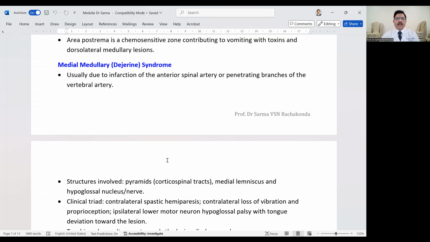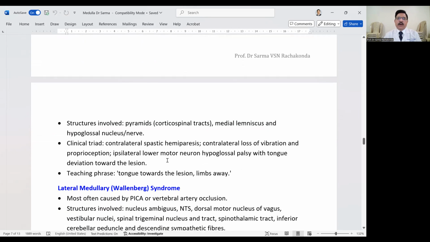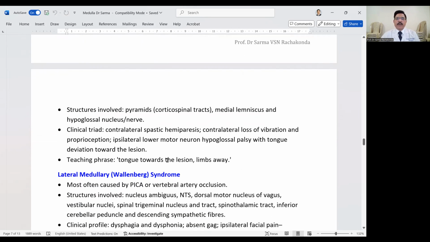Then, what are the structures involved in medial medullary syndrome? The medial and ventral structures: the pyramids, the corticospinal tracts, the medial lemniscus, which is the crossed part, and the hypoglossal nucleus, which is on the same side. So what are the things I get? Ipsilateral hypoglossal paralysis, contralateral corticospinal tract signs, and contralateral medial lemniscus signs, that is the proprioception.